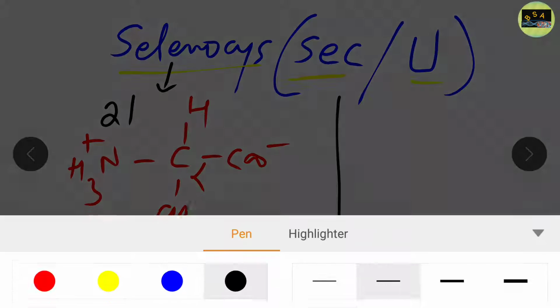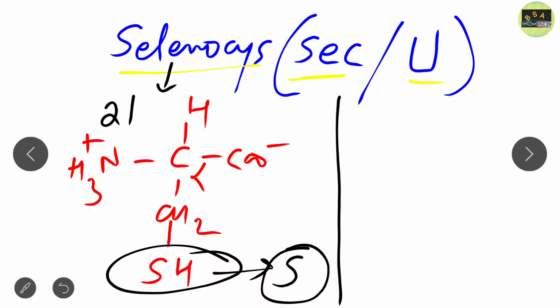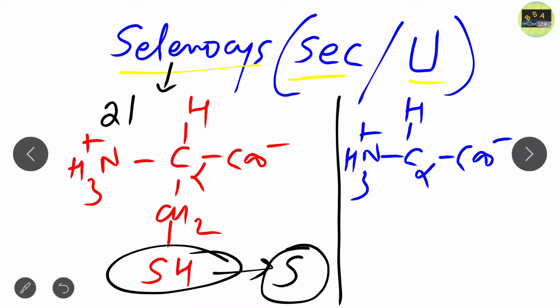Now look at the structure of selenocysteine, and you will see it is similar to cysteine. This part is common in every amino acid. This is the hydrogen. In selenocysteine, the CH2 is common up to here, but in place of sulfur, a selenium group is present.